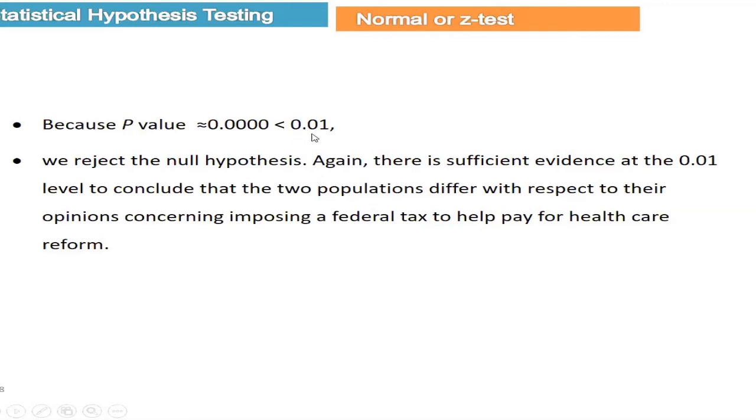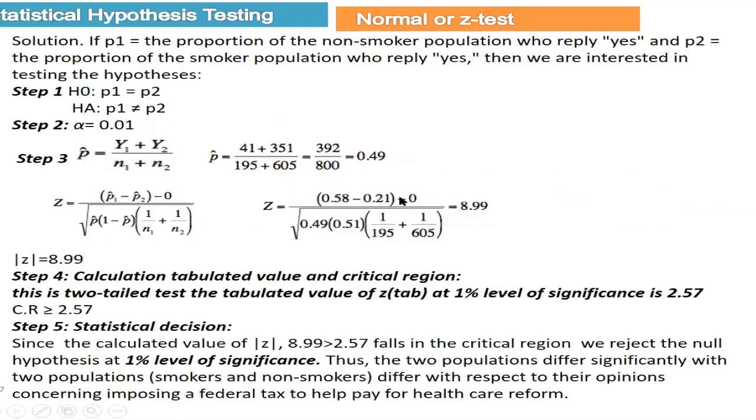After correction, as our level of significance is given as 1%, 0.01, and as I told you, if the p-value is less than the level of significance, we reject the null hypothesis. Our p-value, which is near about 0, is less than 0.01. So we reject the null hypothesis. There is sufficient evidence, or it is highly statistically significant, that the opinions of the two groups, smokers and non-smokers, vary for increasing the tax which will help for the health reform.